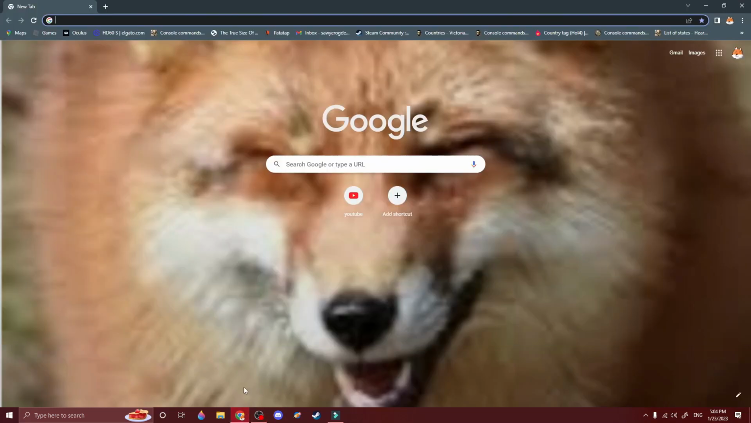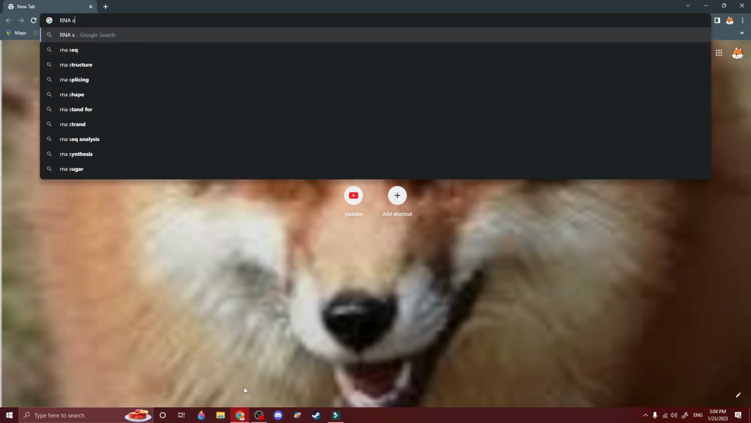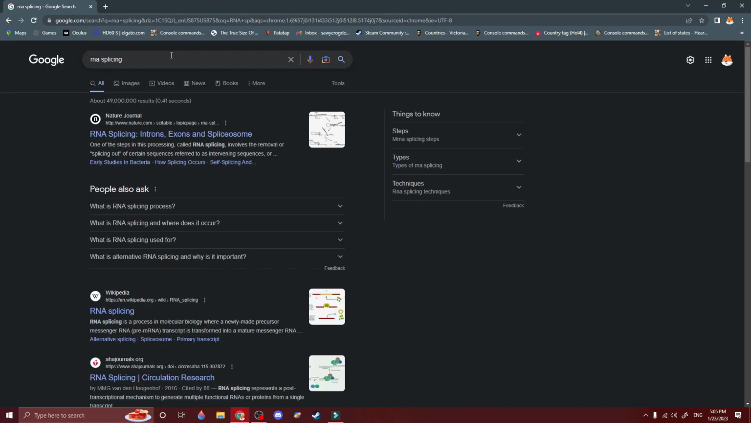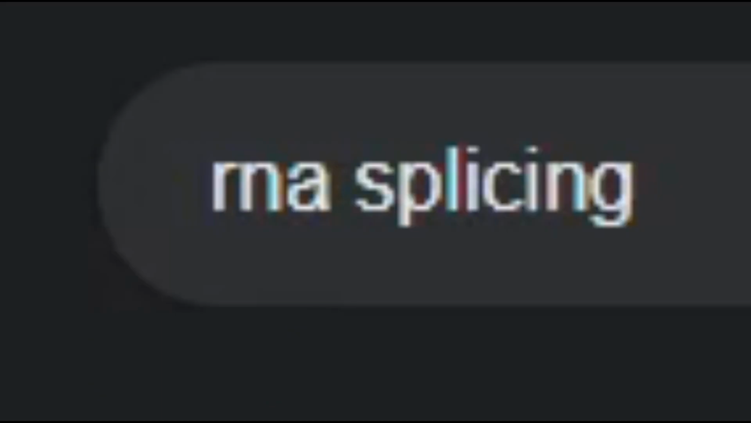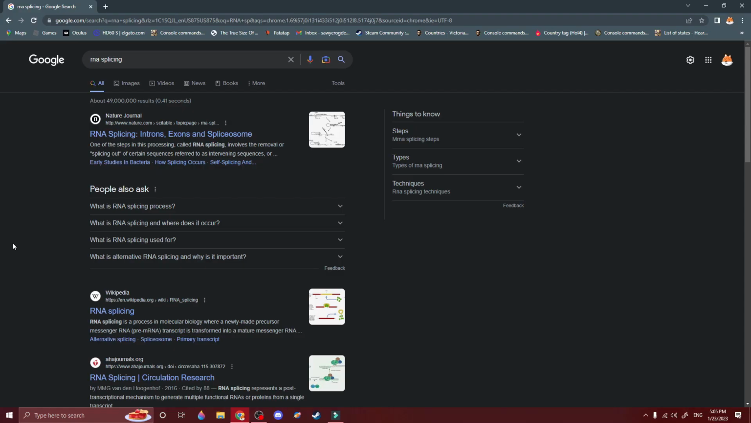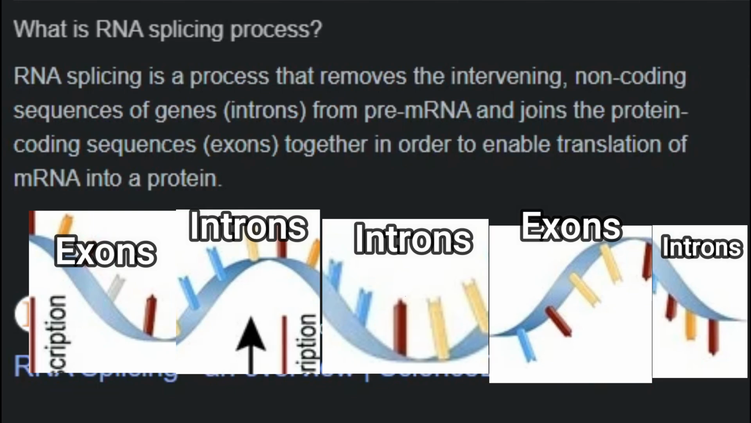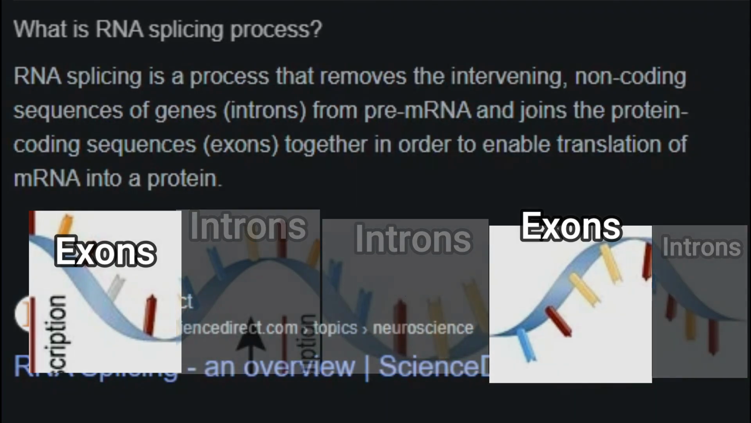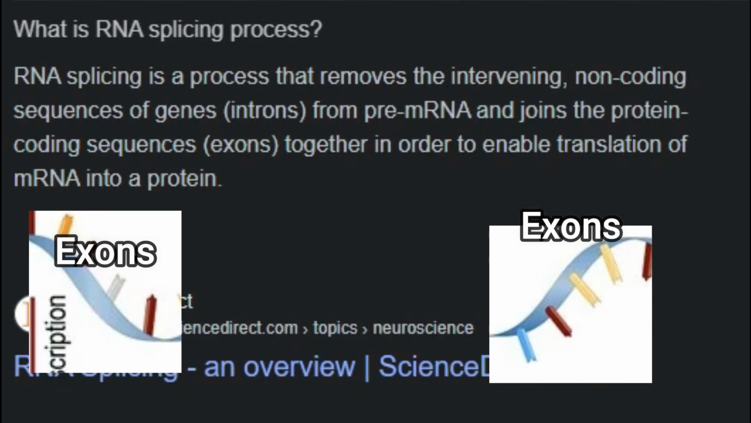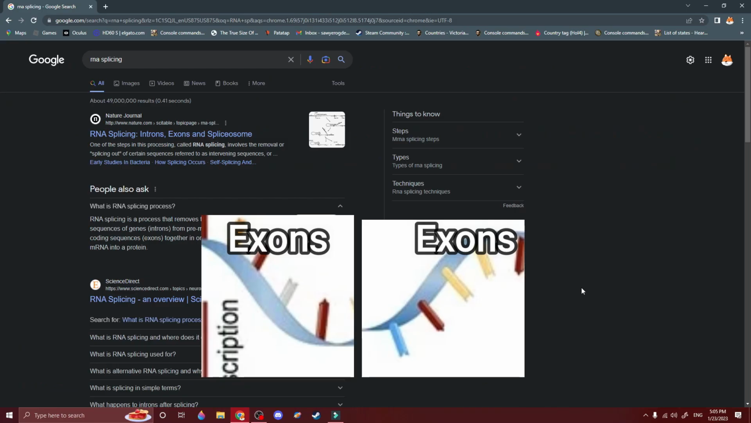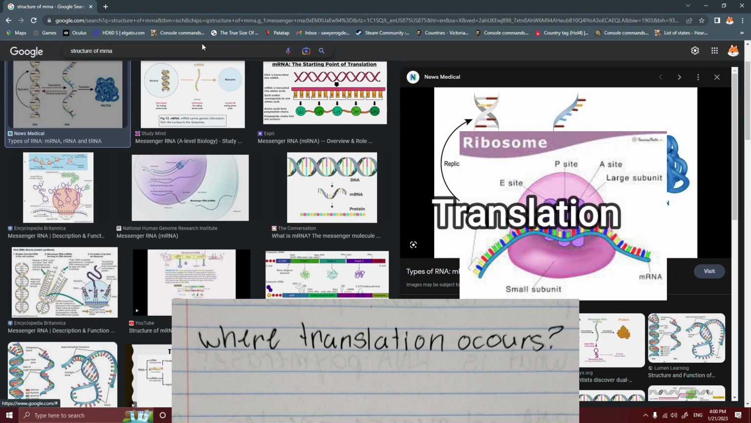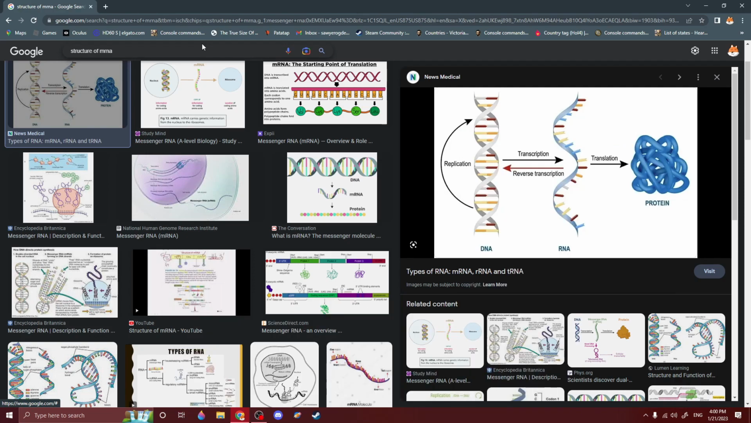A little thing called RNA splicing, which involves the removal of certain sequences referred to as intervening sequences, or introns, and exons are what's left of that splicing, and they form the final part of mRNA. Translation occurs in ribosomes.